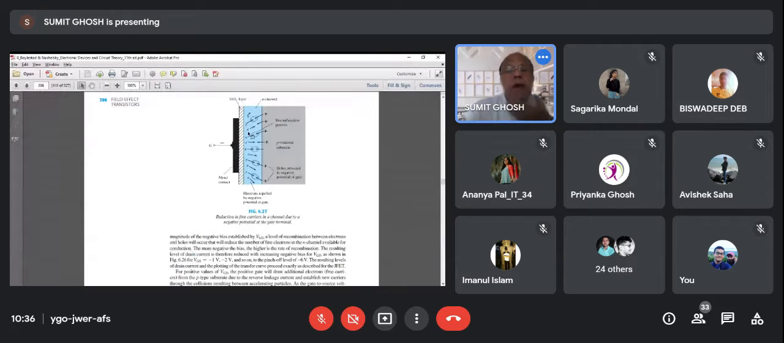Now, the electrons are represented here as E and the holes as plus. So these electrons are repelled, and some of these electrons are recombining with the holes.